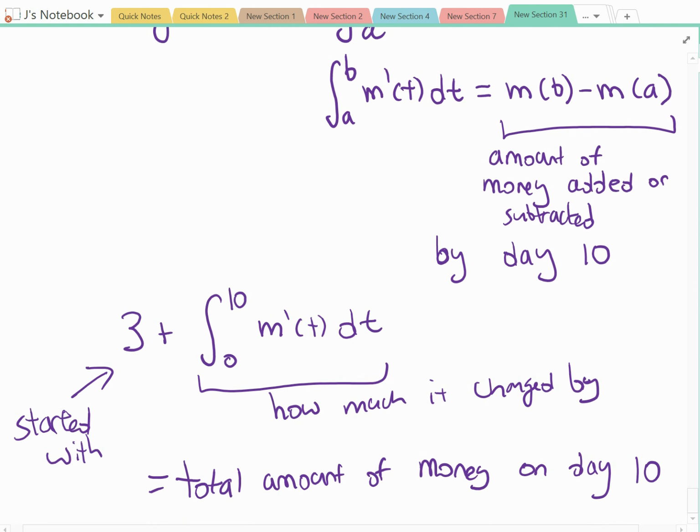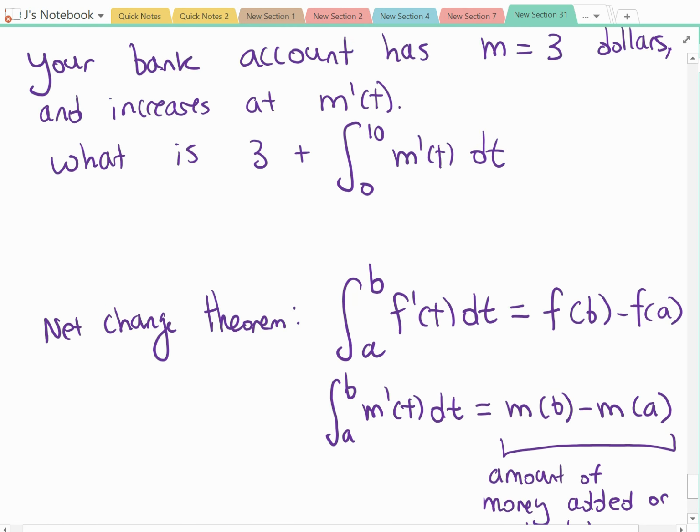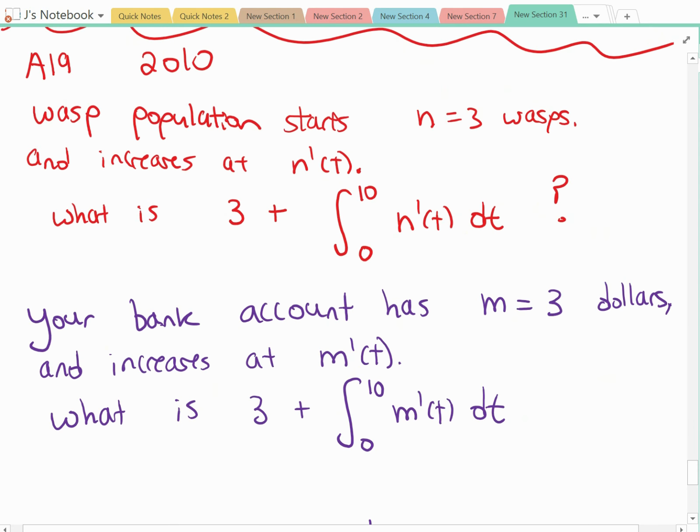So what is this question asking? The biology question. Go back to it. You have wasps. You start with 3 wasps. And you have the rate of change of the wasp population, and by integrating from 0 to 10, that second piece is how many extra wasps from day 0 to day 10. Then you add the 3 wasps. So that's going to be your total number of wasps after 10 days.